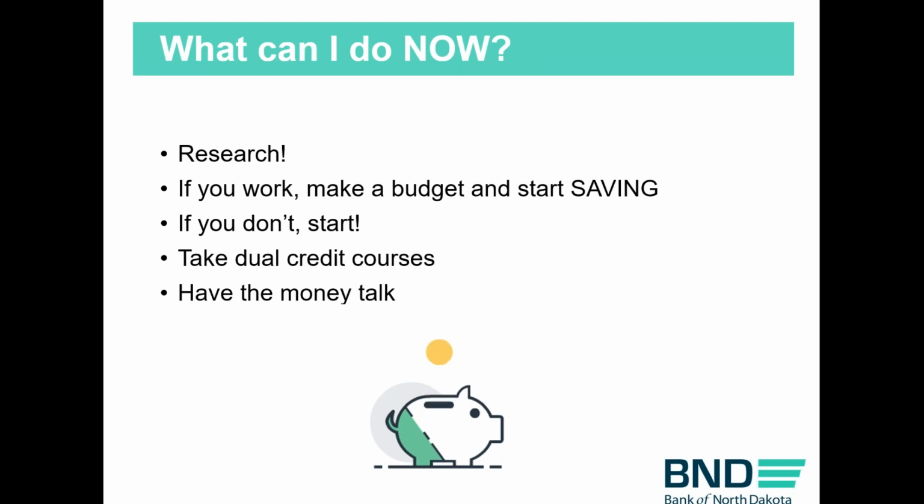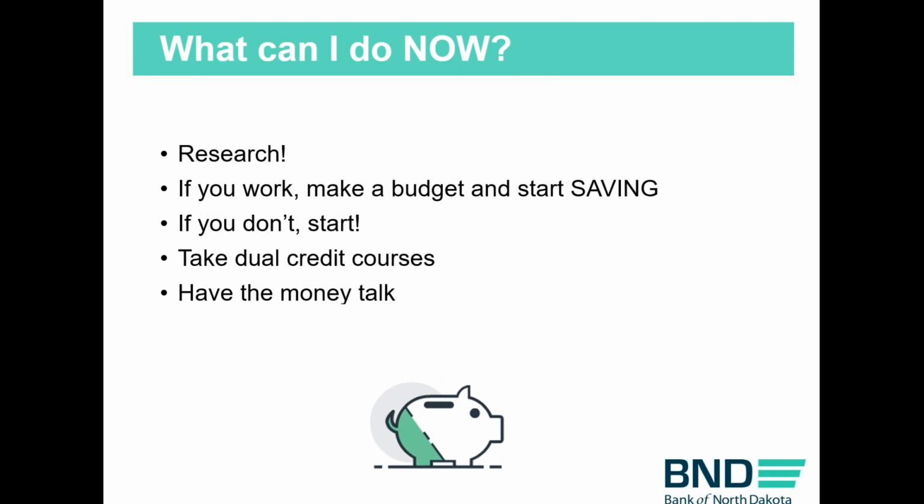And then next, have the money talk with your parents. And parents, have the money talk with your child. Set those expectations for who is going to pay for what. Parents, maybe you're expecting your child to pay for their own cell phone bill when they're in college, or put their own gas in their car. And students, maybe you thought mom and dad were going to keep paying for those things.